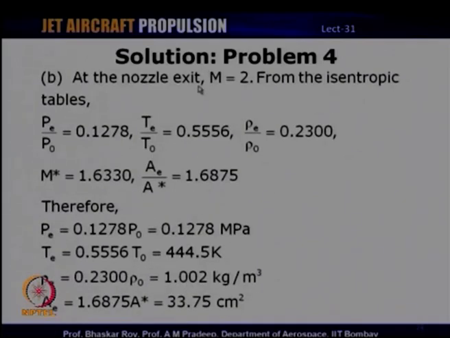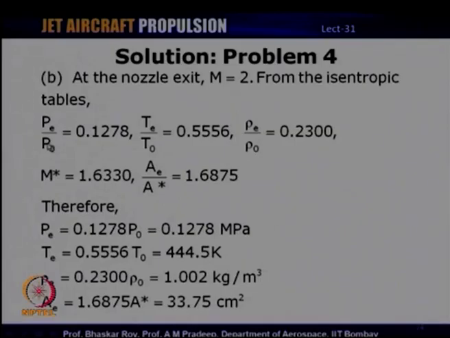Second part of the question is to find out the conditions at the exit of the nozzle, including the nozzle exit area. Mach number at the exit is given as Mach 2. Again, from the isentropic tables, for Mach number of 2, we can calculate the pressure and temperature ratios, which would be P e by P naught as 0.1278, T e by T naught is 0.5556, and density ratio rho e by rho naught is 0.23. So, from the isentropic tables, you will also see the critical Mach number M star, which is 1.633, and also the area ratio A e by A star as 1.6785. So, in a row you would find all these parameters which have been specified.